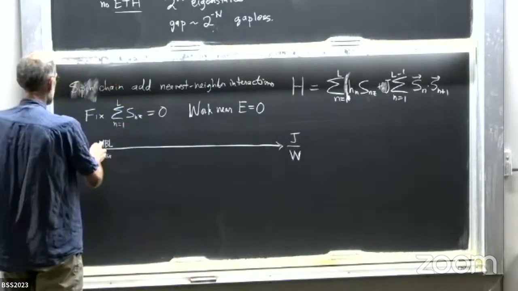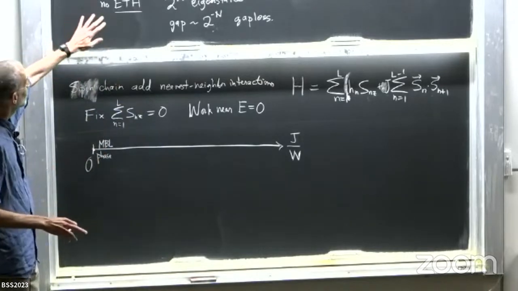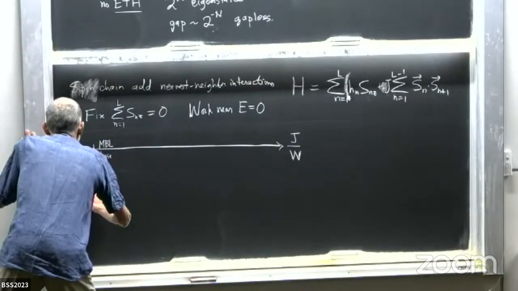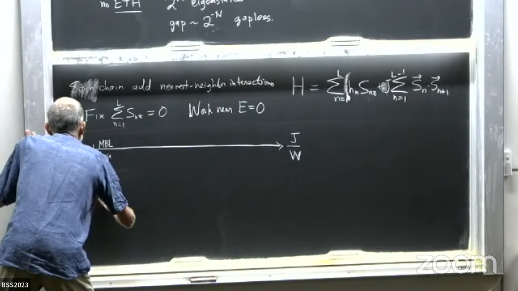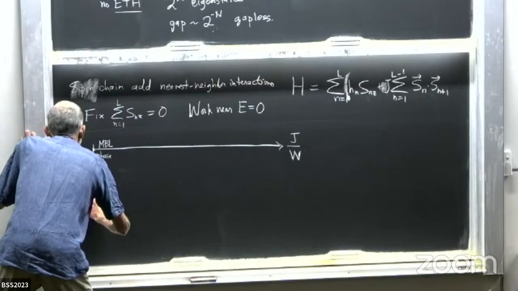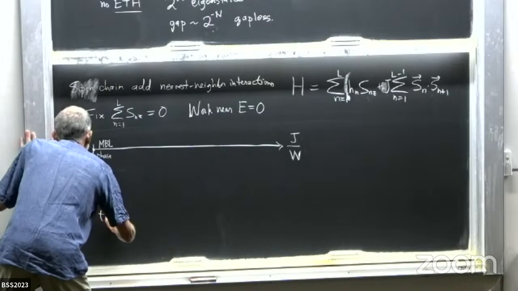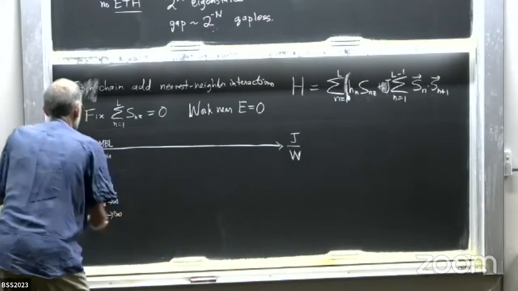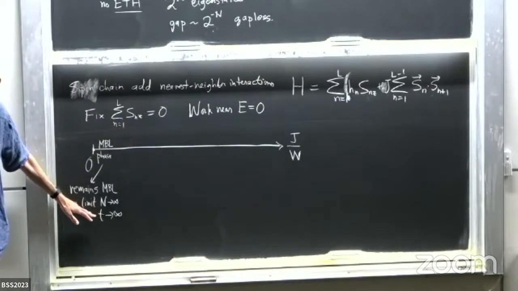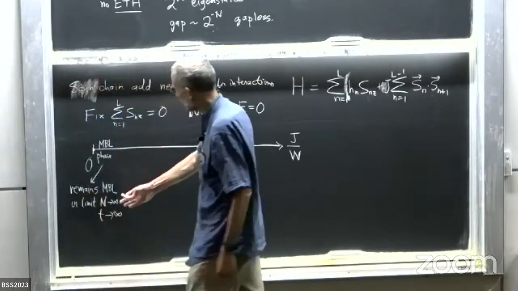Okay, so there's the MBL phase, which is where it stays localized. When I say the MBL phase, I mean it remains MBL in the limit of system size N to infinity and time to infinity. In order to make it a sharp question, is it MBL or does it thermalize, we need to take these limits, as I told you earlier. Okay, so that's the MBL phase.